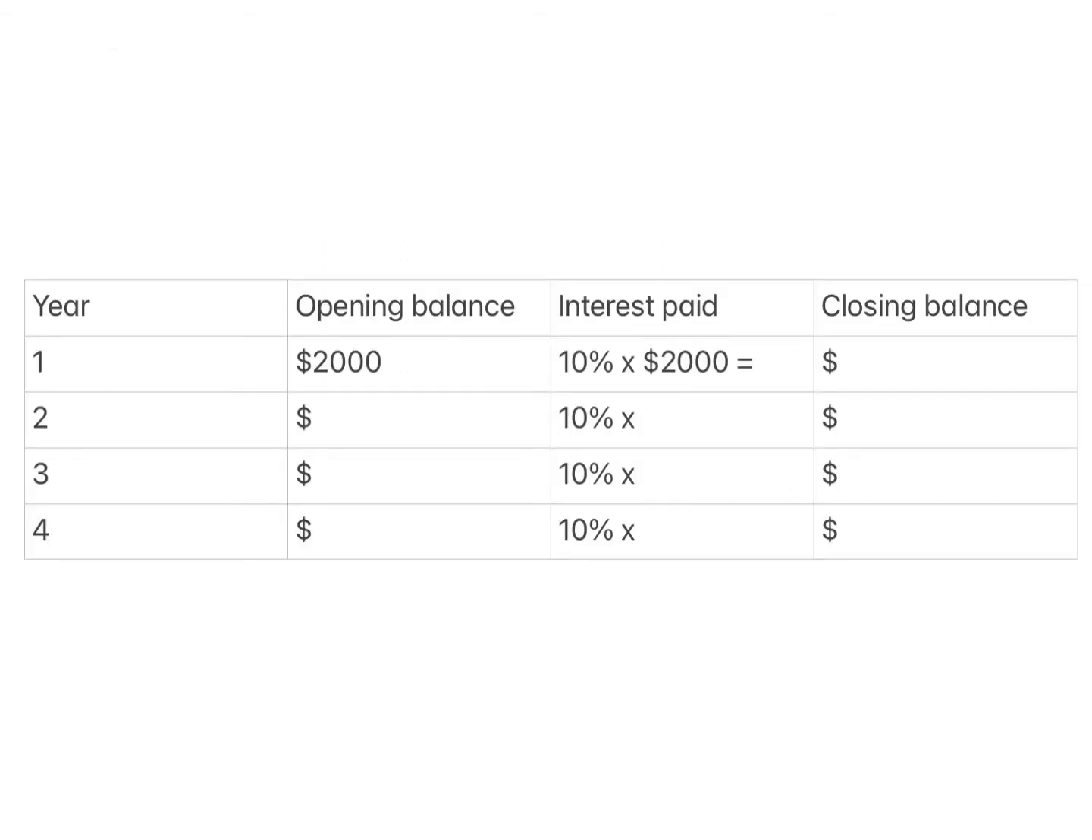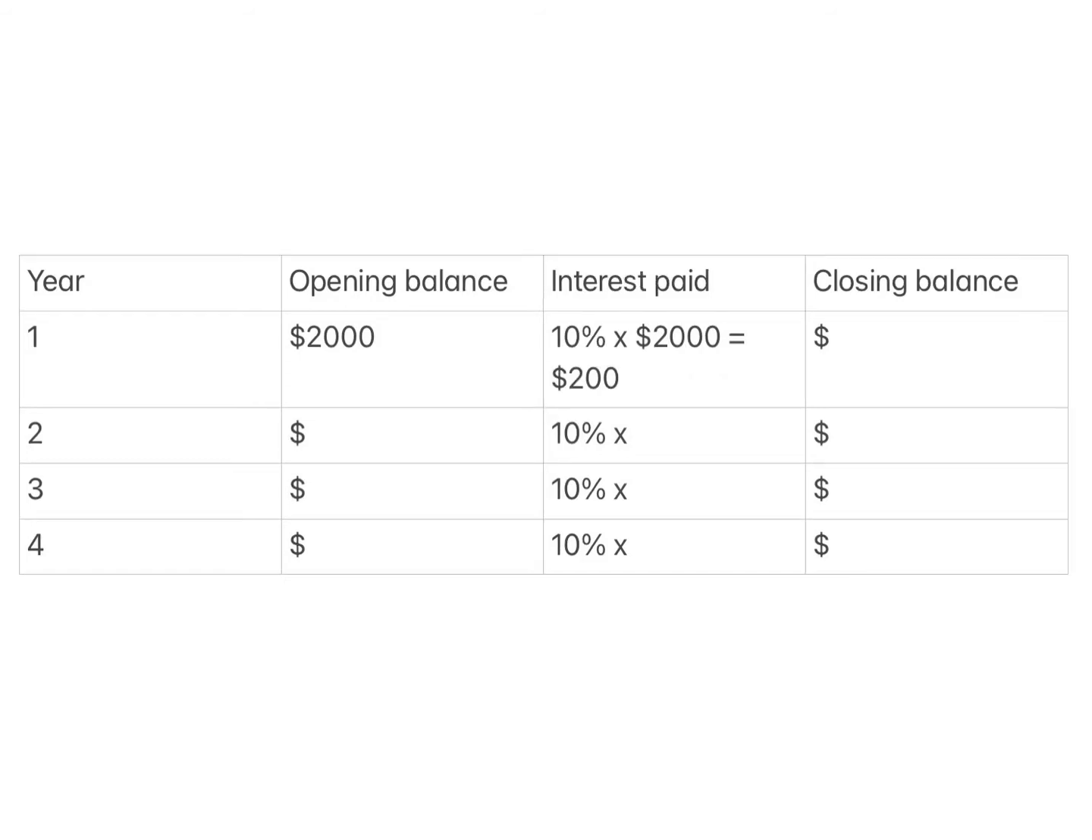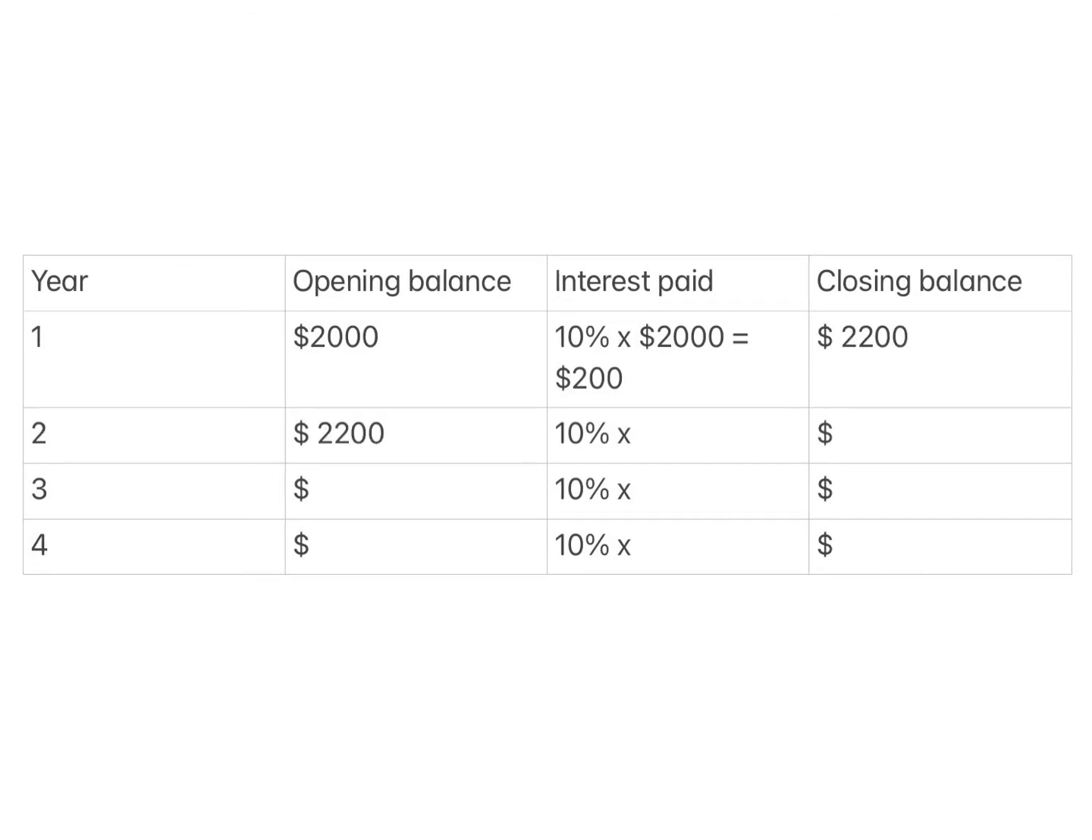So here's our little table to work it out. The first year you invest $2,000 and the bank's going to pay you 10% times that $2,000 for the year. And that gets you $200, 10% of 2,000. So at the end of that year, your closing balance is what you started with plus the interest, which gets you $2,200 as a closing balance. And that's what your next year starts as. So that's your opening balance.